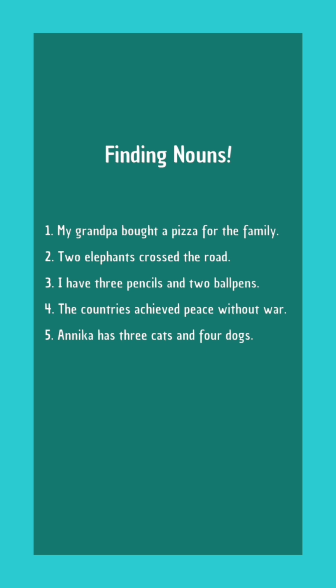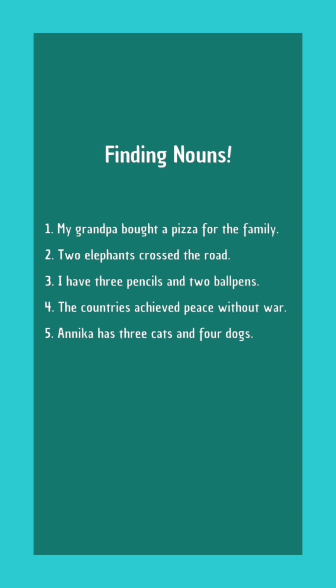The second sentence is, two elephants crossed the road. The third sentence is, I have 3 pencils and 2 ball pens. The fourth one is, the countries achieved peace without war. And the final, fifth one is, Anika has 3 cats and 4 dogs.